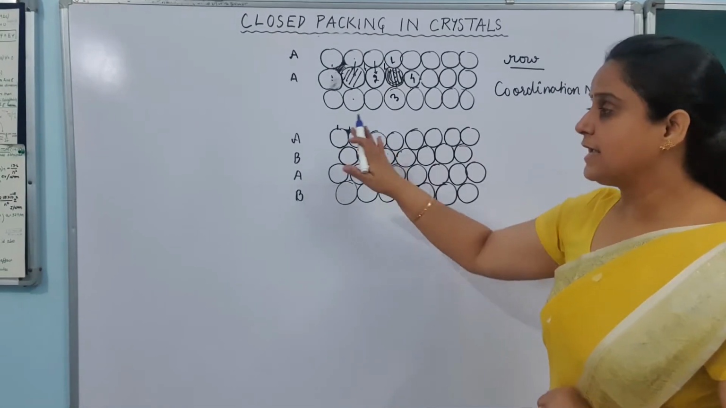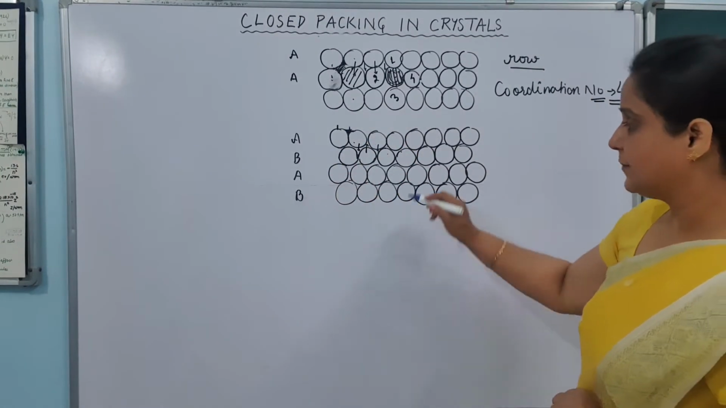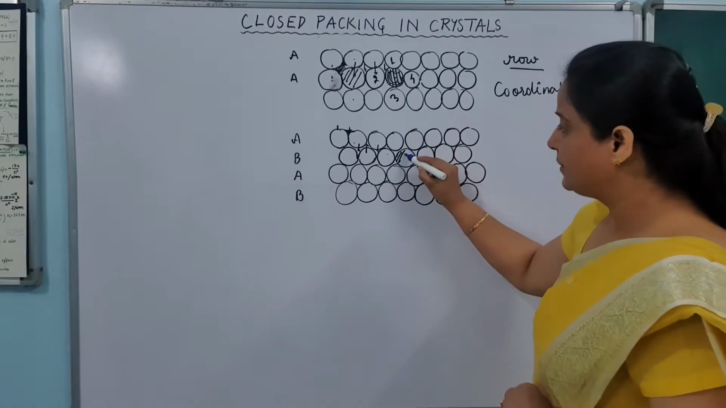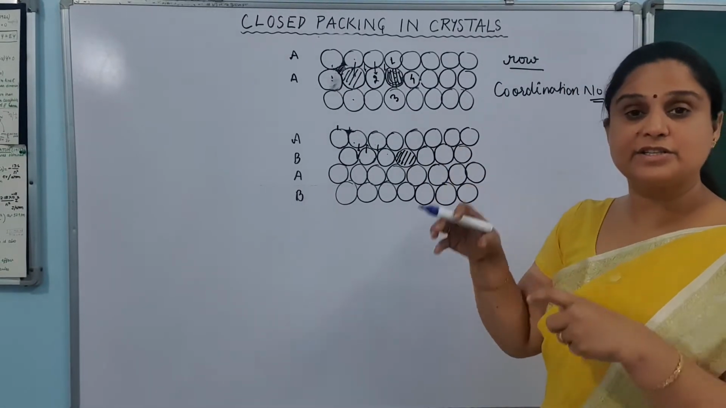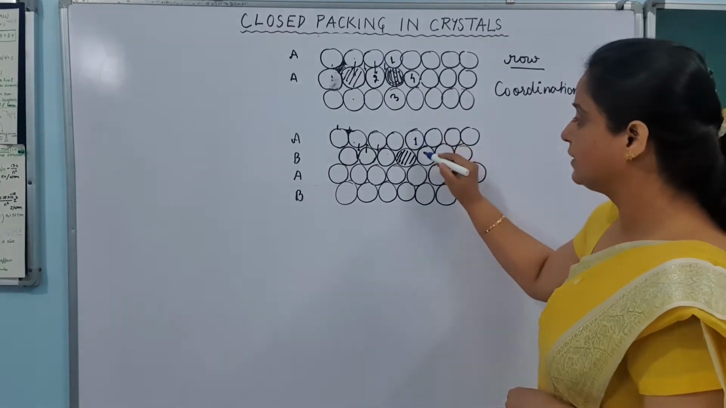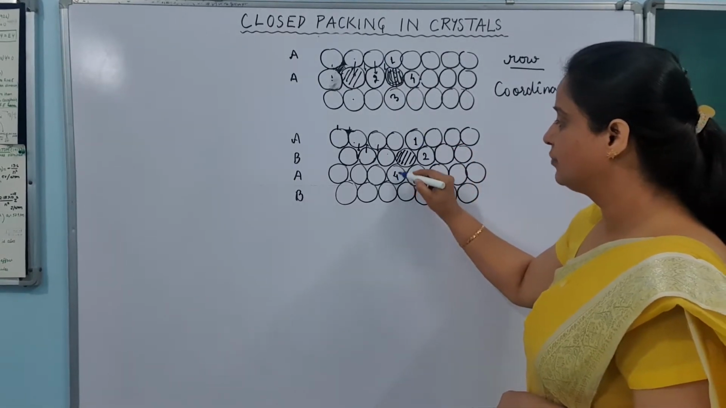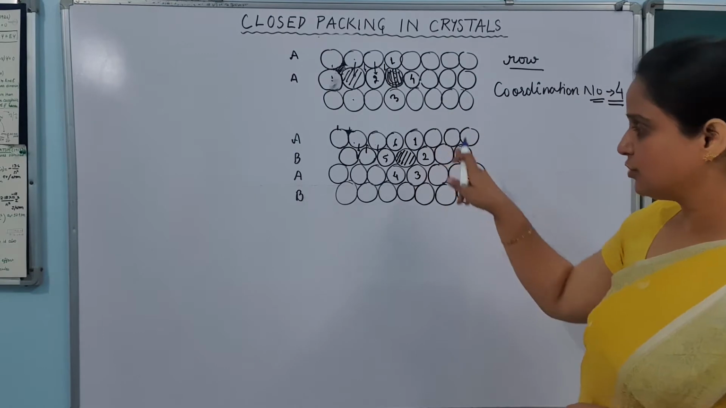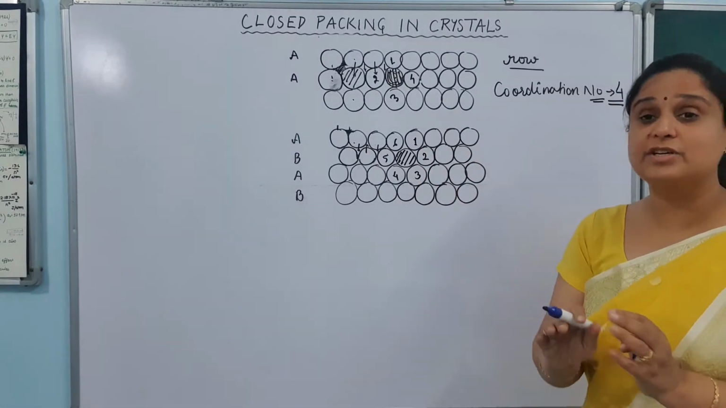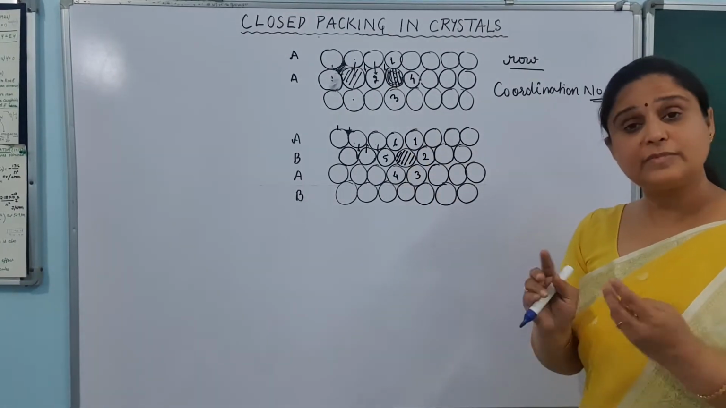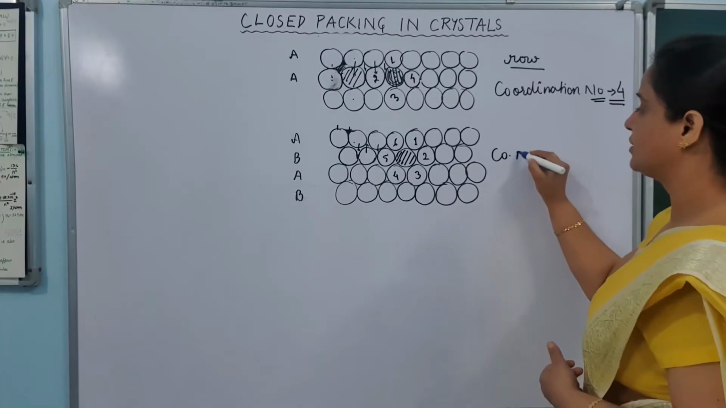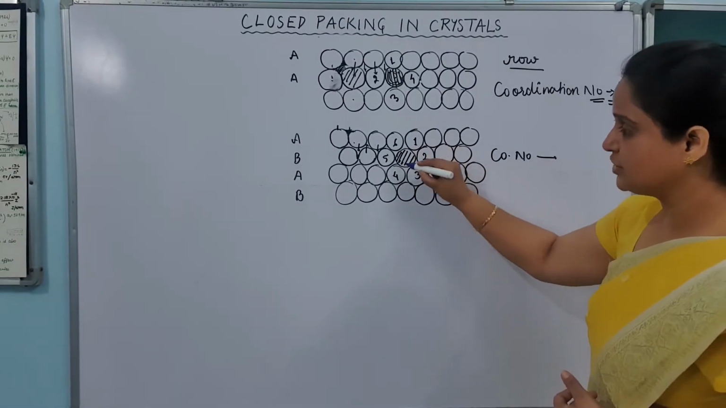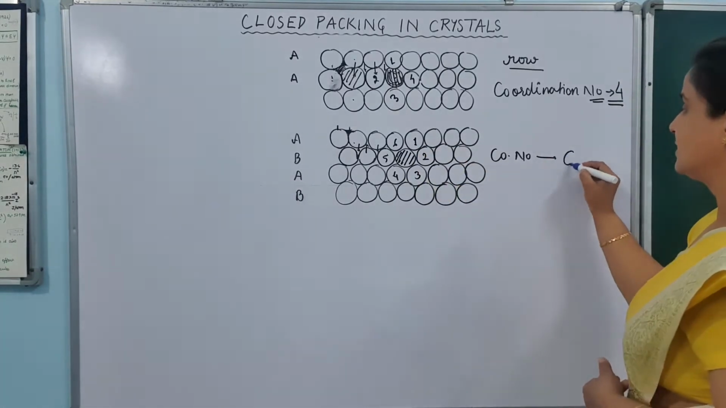If I go for the AB type of arrangement, let's see, this is the particle I am picking. Now let's see how many atoms are touching this particle. Number 1, 2, 3, 4, 5 and 6. So you can see there are 6 particles touching the central one. What will be the coordination number? 6. So in this case, the coordination number of this constituent particle is 6.